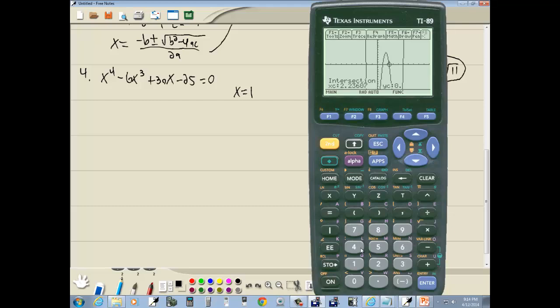2.23607. We could try to change it, but that's pretty obvious. That's not going to go anywhere. So let's find this next one.